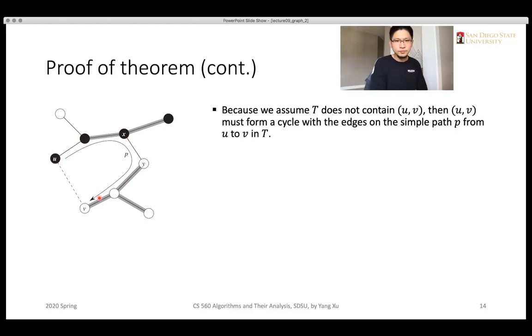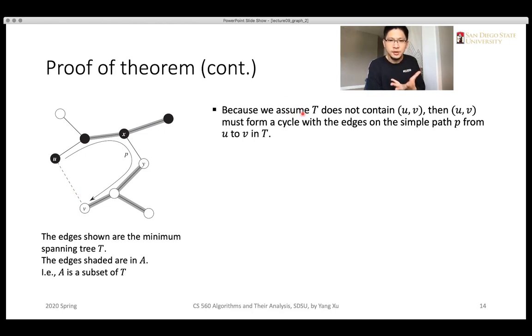Okay, so let me put it another way. So UV is currently not included in the final minimum spanning tree T. Okay, so you can imagine all the vertices and all the edges as the final minimum spanning tree T, and only those shaded edges are the subset A. Okay, so A is a subset of T. Because T is a spanning tree of the graph, it cannot have cycles. Okay, there are no cycles in a tree.